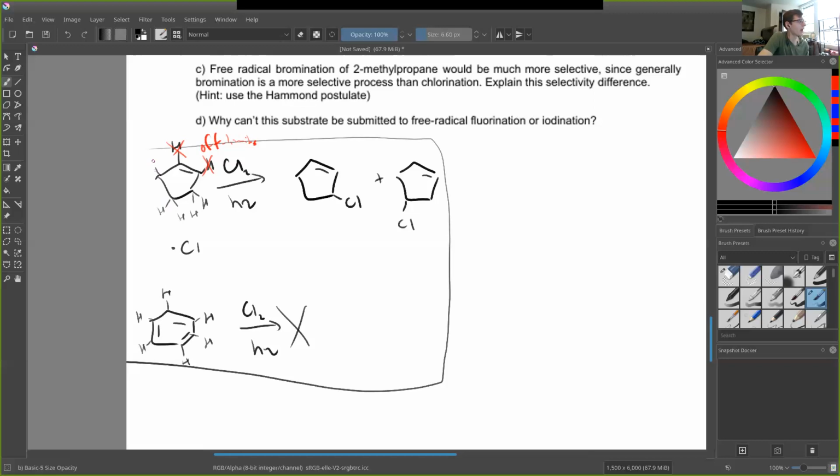And you'll notice that these two and these two are the same thing, because you could just flip the molecule around. So what they've really drawn here in the answer is any of the possible hydrogens. That chlorine has attacked any of the possible hydrogens there. Gotcha. Yeah. All right. Thank you.